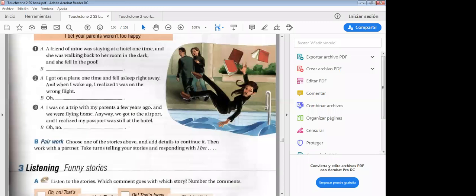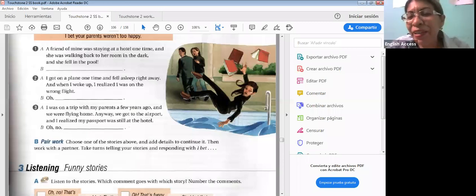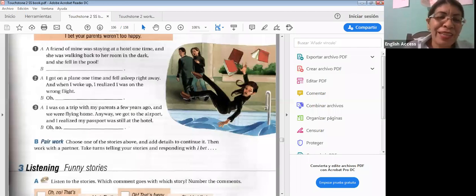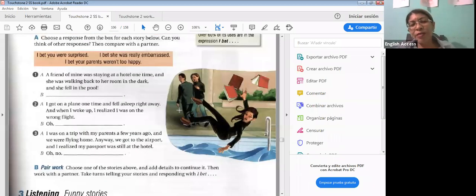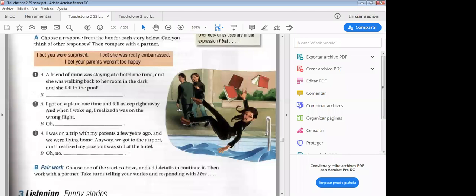Ready? Ready. Okay, so let's begin with Luis, pay attention. Jesus, Luis is going to say his story and you have to react to his story using "I bet" in an expression. For example, here we have: I bet you were surprised. I bet it was embarrassing. I bet that you were happy, or you weren't happy. Something like that, according to his story. Okay? So let's begin, Luis, please.